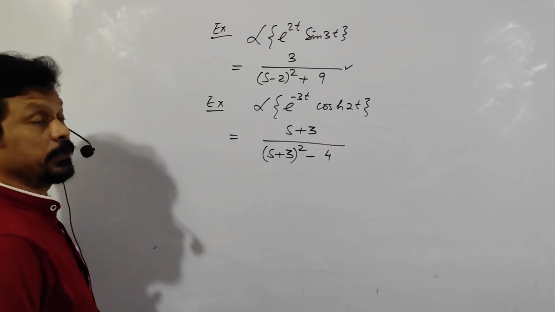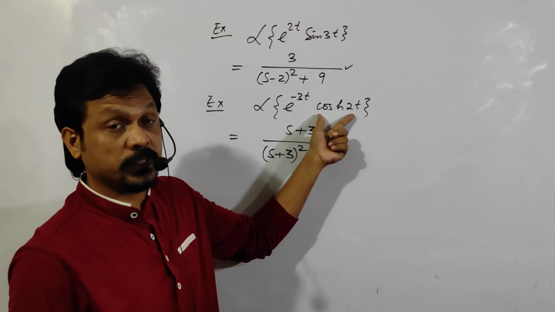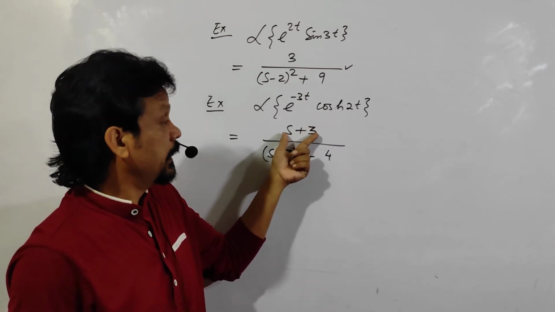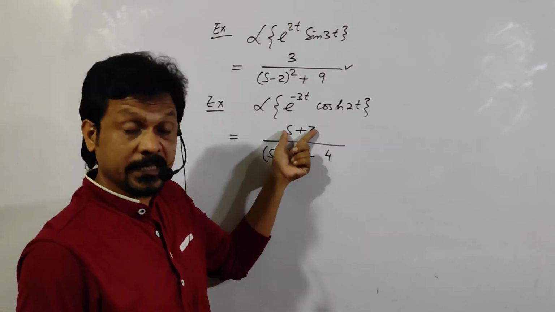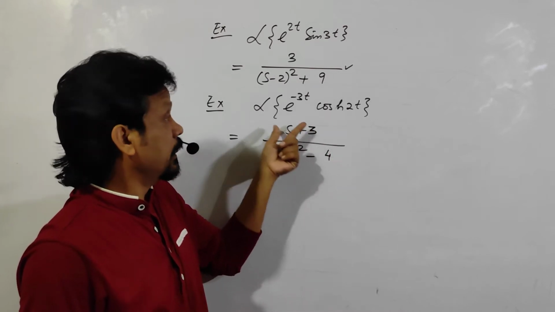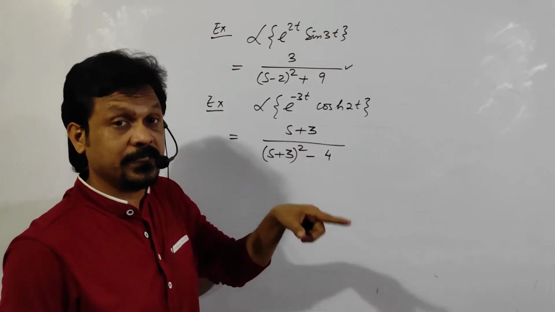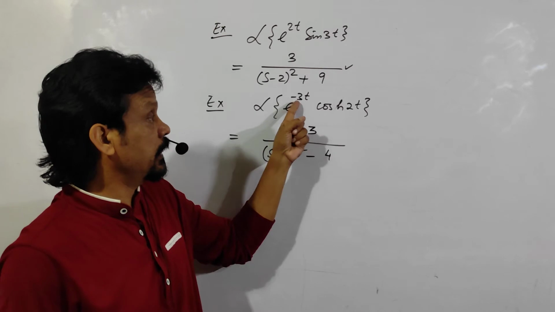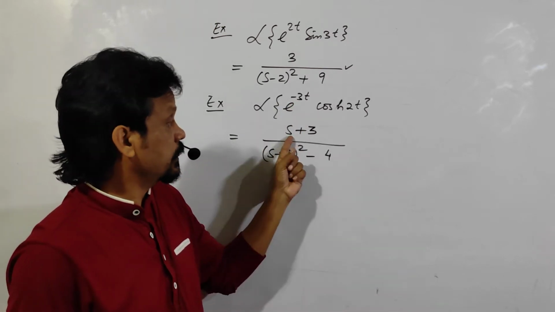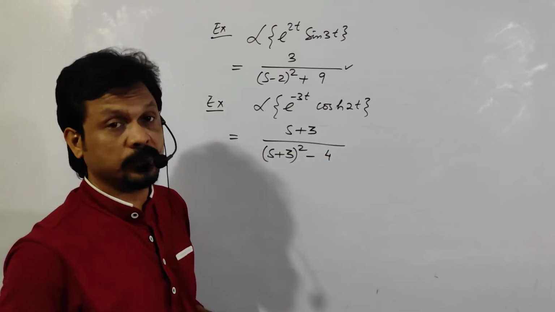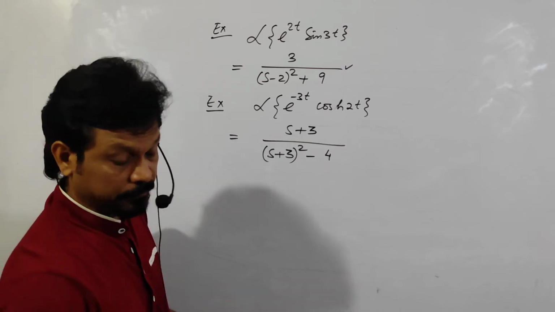What is the original formula for cosh bt? S by s square minus b square. And using first shifting theorem, in place of s you should write s minus a. But here a is minus 3. So s plus 3 by (s plus 3) whole square minus 4. So this is your answer. Clear?